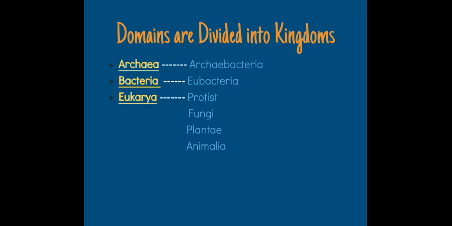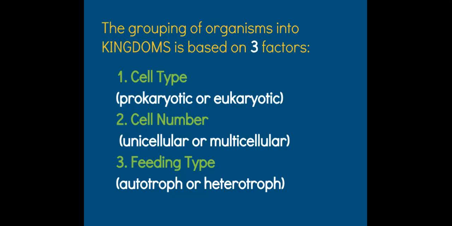Domain Archaea is divided into only one kingdom, Archaebacteria. Then you have domain Bacteria, which is also only divided into one kingdom, kingdom Eubacteria. And then domain Eukarya, which is divided into 4 kingdoms: kingdom Protista, kingdom Fungi, kingdom Plantae, and kingdom Animalia.